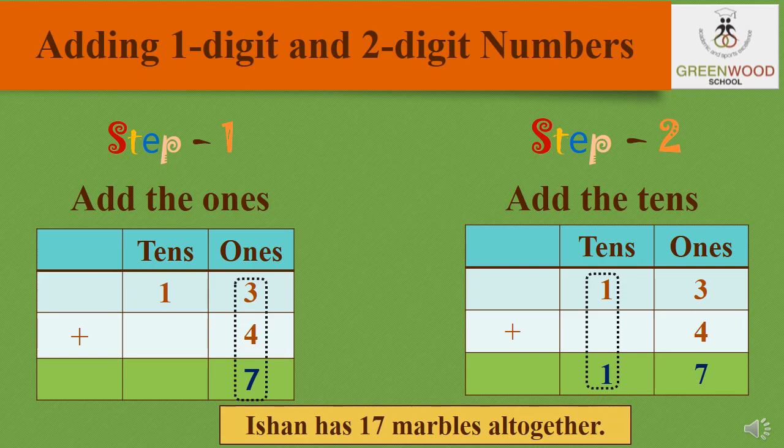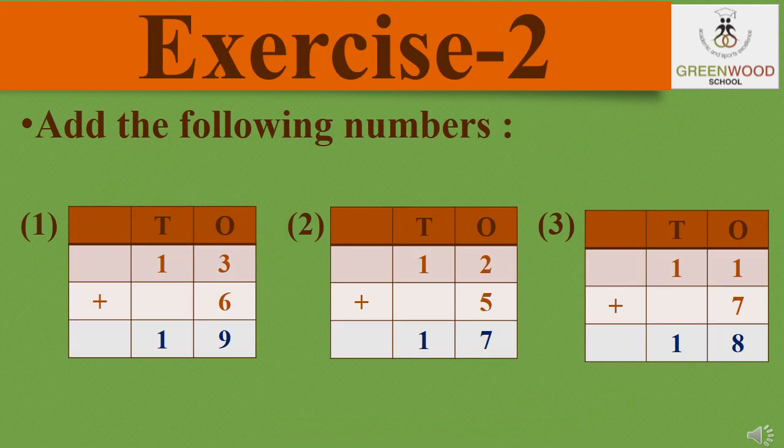Now step 2, add the tens. Again just one number, that is 1. So we'll simply copy it down. So our answer is 17. That is, Ishan has 17 marbles all together.